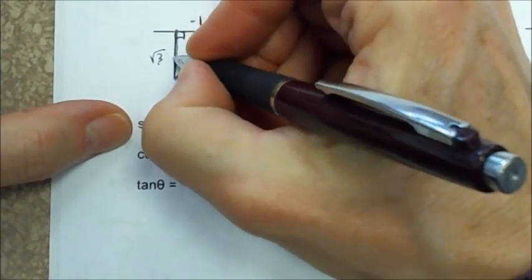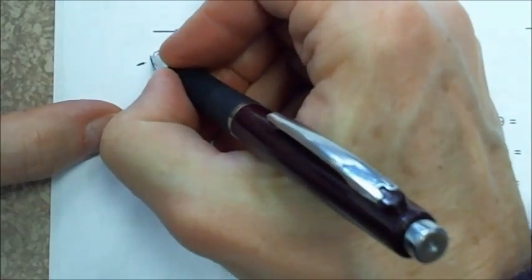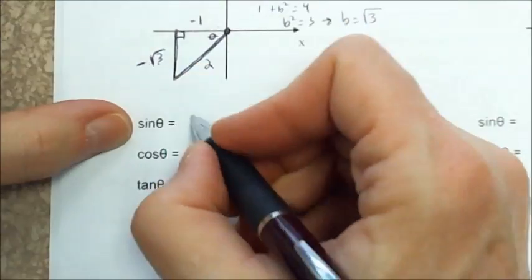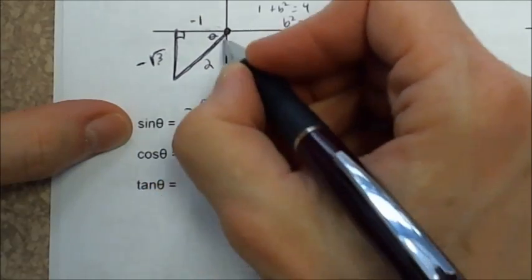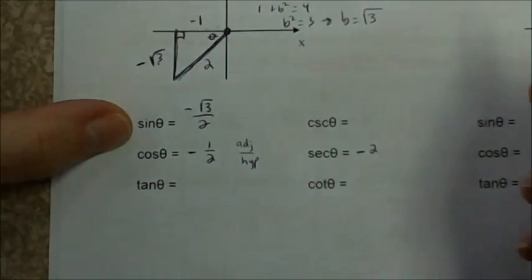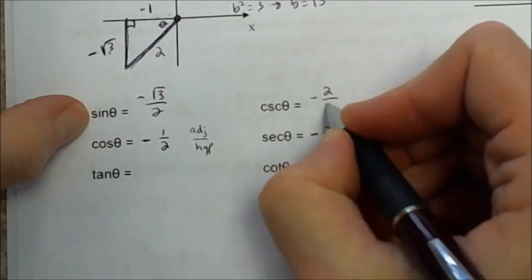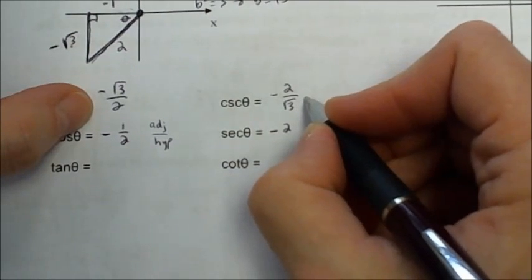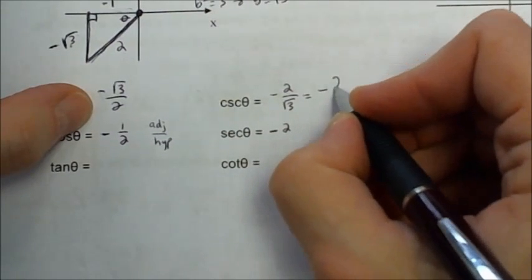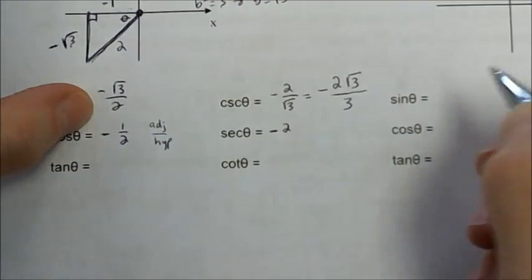If we are going down from the x-axis, this must be a negative value. So the sign is opposite over hypotenuse. The hypotenuse is always positive. Turn that upside down and you get negative 2 over the square root of 3, but we don't leave the denominator with a radical, so we turn that into negative 2 square root of 3 over 3.